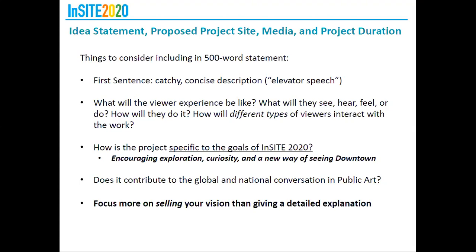How is the project specific to the goals of InSITE 2020? This is encouraging exploration, curiosity, a new way of seeing downtown. So how specifically will what you're proposing address those goals? How does it contribute to the global and national conversation in public art?